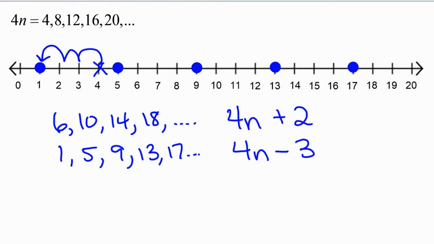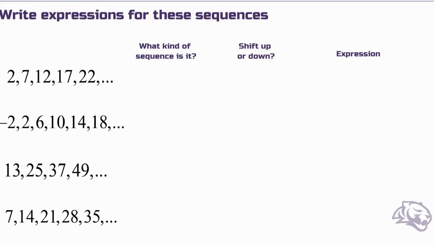So again, what is it counting by? That tells you what kind of sequence it is. And then is it shifted from its natural position? So let's try these sequences out here. I don't have a number line to help us, but we can figure these out.